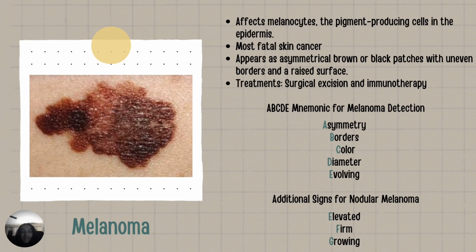So the ABCDE of melanoma detection is: asymmetry, which is when two sides are not symmetrical; borders, where the edges are irregular; color, which varies in shades of brown or black; diameter, which is larger than 6 millimeters or 0.24 inches; and evolving, which is when shape, size, or color changes. Additional signs are elevated, which is raised on the skin surface; firm, which feels hard to the touch; and growing, which continues to increase in size.